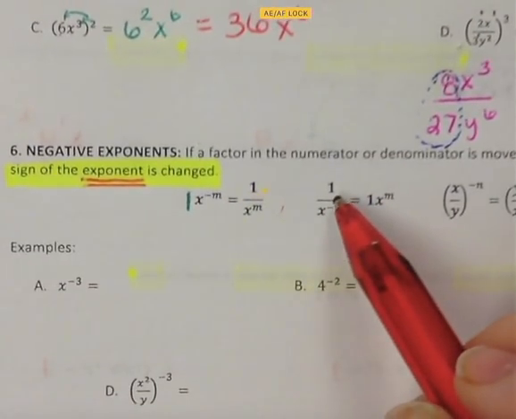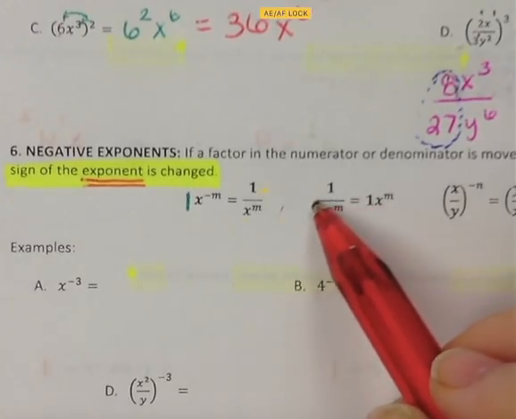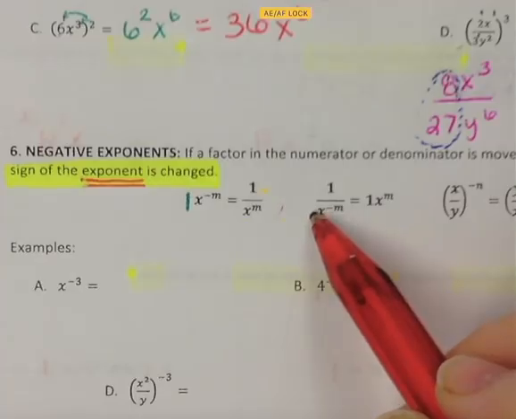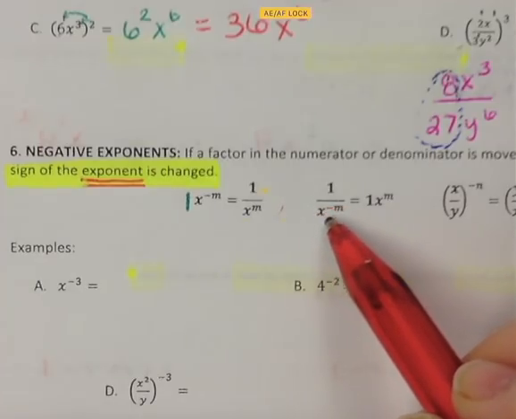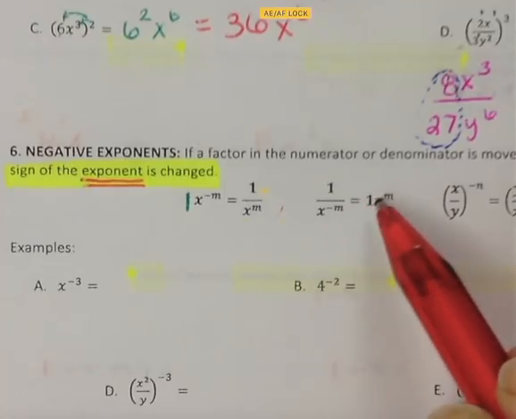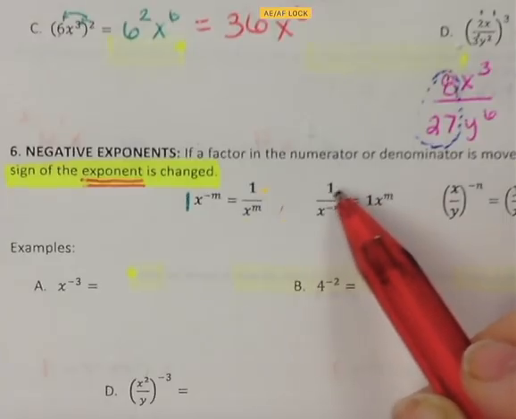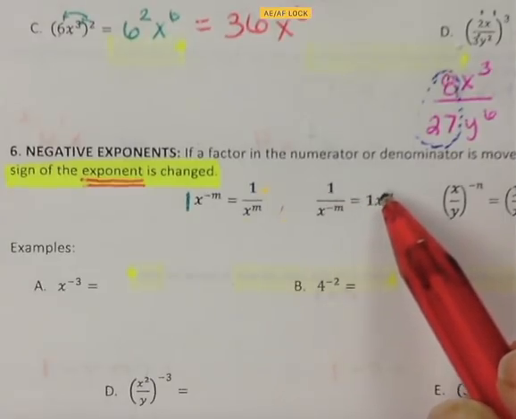If you have 1 over x to the negative m, again, that negative m is attached to that x, and it's in the denominator of the problem. So what happens is this moves to the top, and it becomes 1x to the positive m. Again, that 1 didn't move, so it stays up top. It's 1x to the positive m.